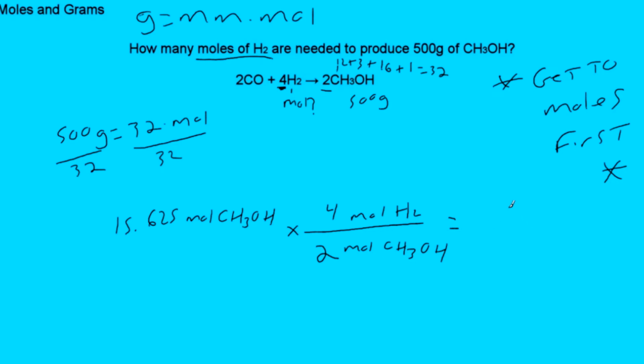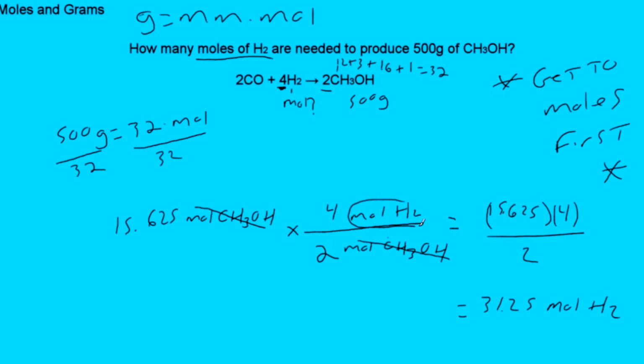Do the math. 15.625 times 4 divided by 2 comes out to 31.25 moles of hydrogen. Let's look at what happened. Moles of CH3OH canceled. Numbers stay there. Our unit is in moles of hydrogen. Because the question asks us for moles of hydrogen, we're done.